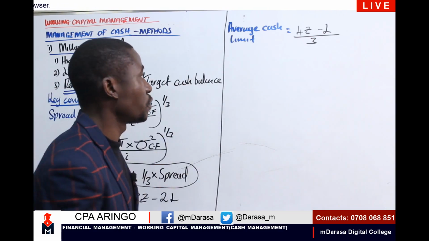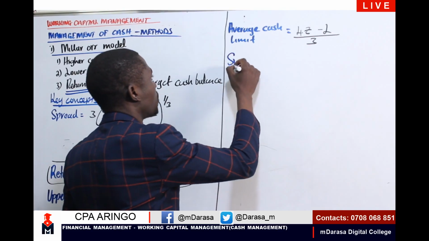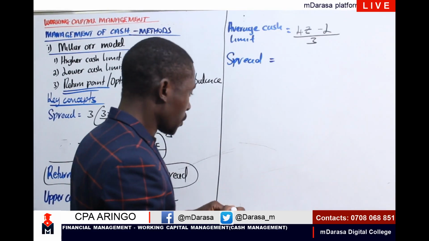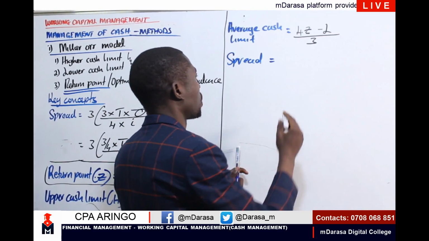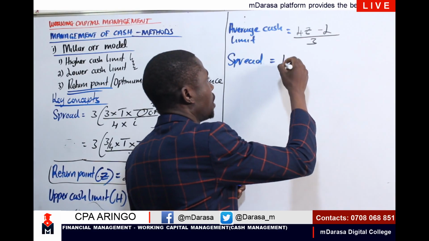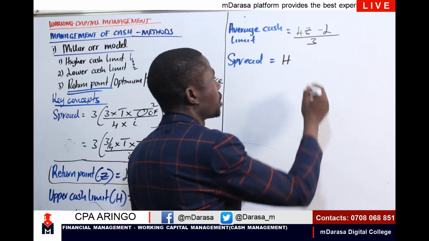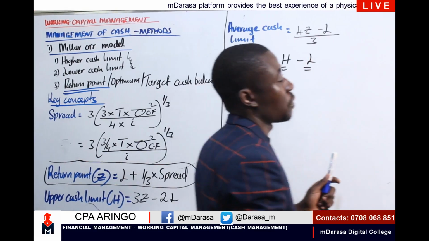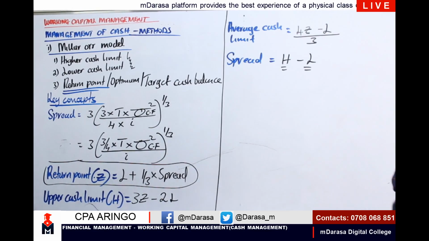And also another way of determining your spread, according to Miller-Orr, is that we can also take spread as our higher cash limit minus our lower cash limit. That will also give us our spread.